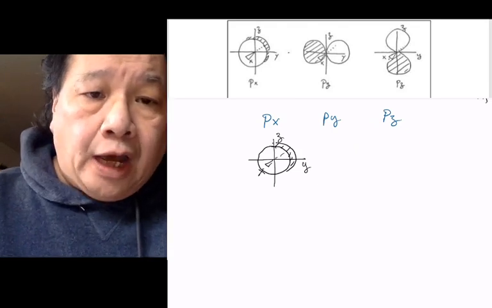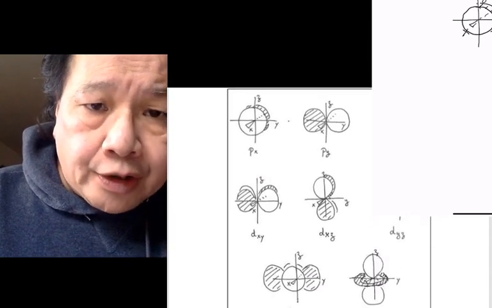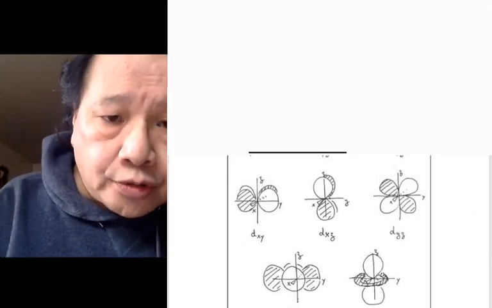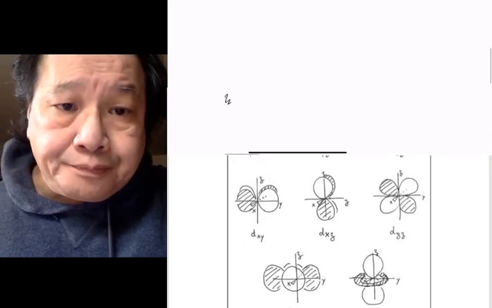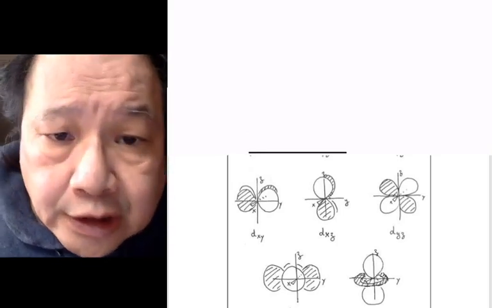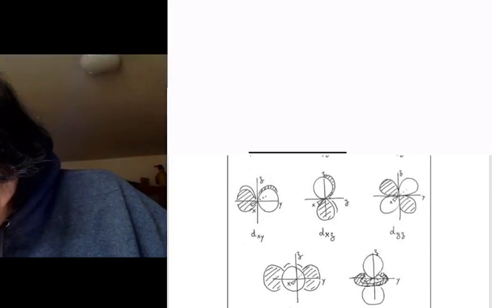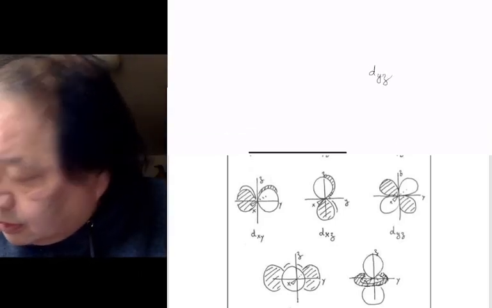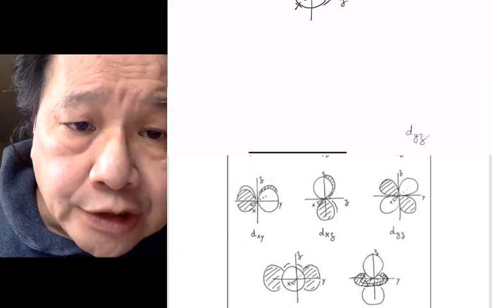Okay, now let's get to the d orbitals. So here are the d orbitals, and there are 5 of them. And what are our drawing hints for those? They are clover leaves. And which one should we draw first? Notice that dyz in this corner over here is the clover leaf in the yz plane.